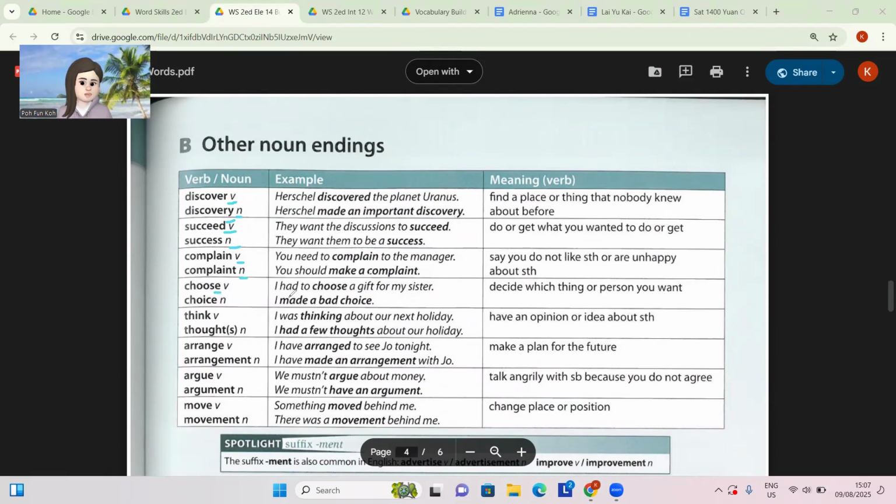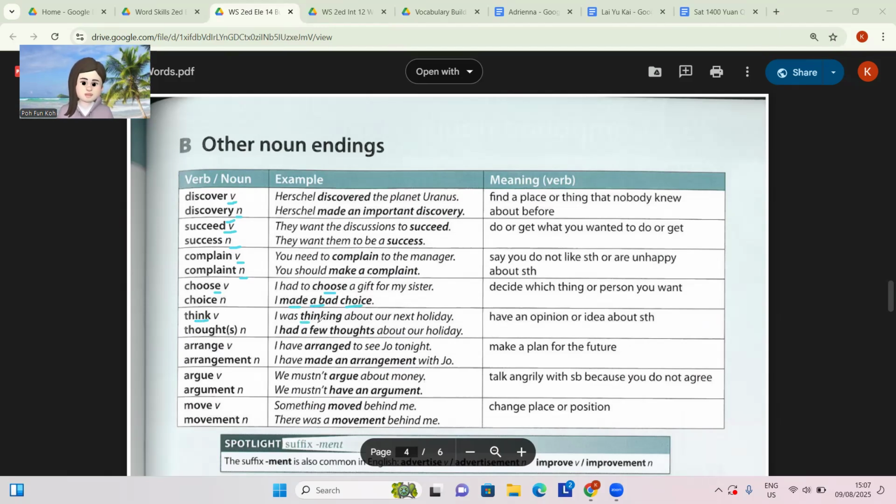Choose. I had to choose. I choose a gift. Please choose. And then how do we use choice as a noun? A choice. And we add a verb in front of a noun. Make a choice. Make a good choice. I made a good choice. You made a bad choice. Think is a verb. I was thinking about our next holiday.